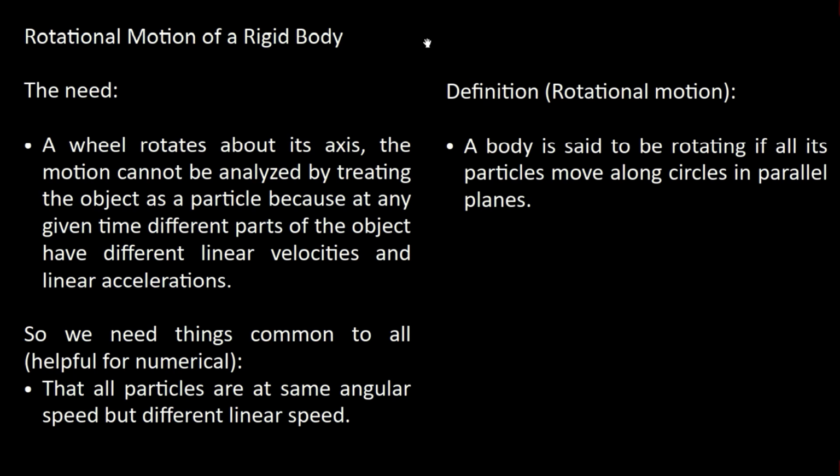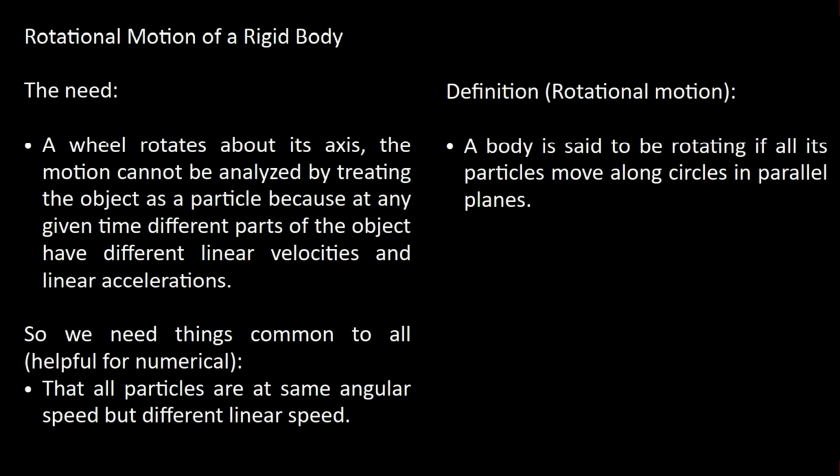So let's start with rotation of objects. We're looking at rigid objects only. Now, why do we need such a discussion? When a wheel rotates, it rotates about its axis, right? A wheel rotates about one particular axis.